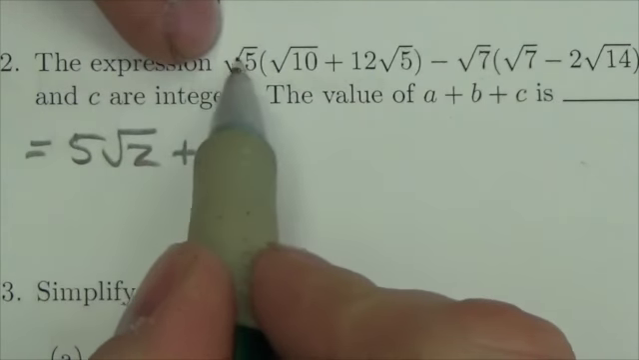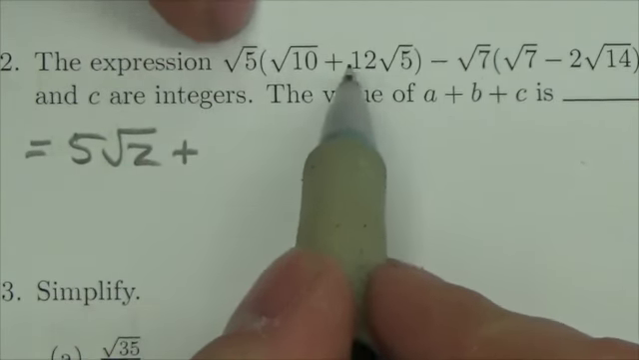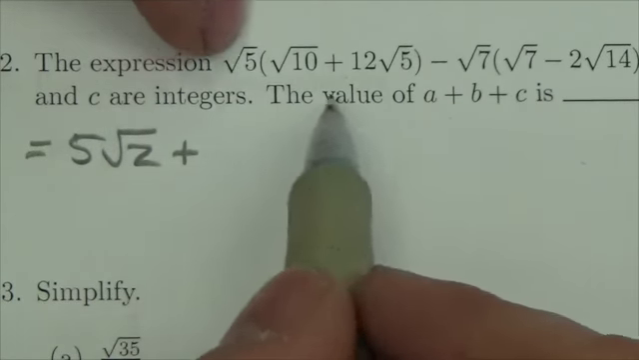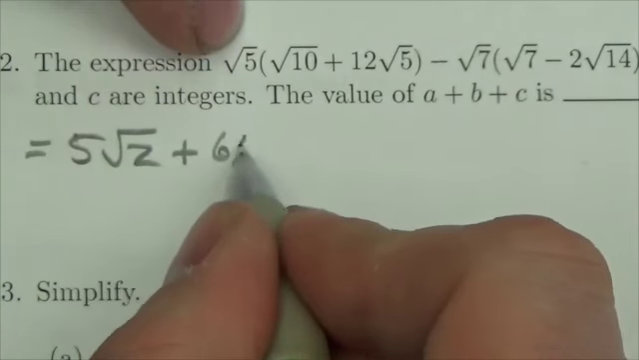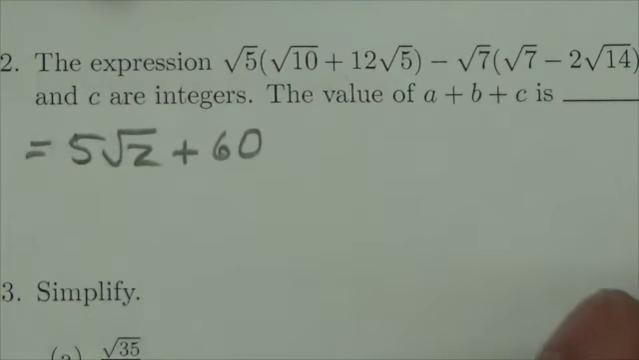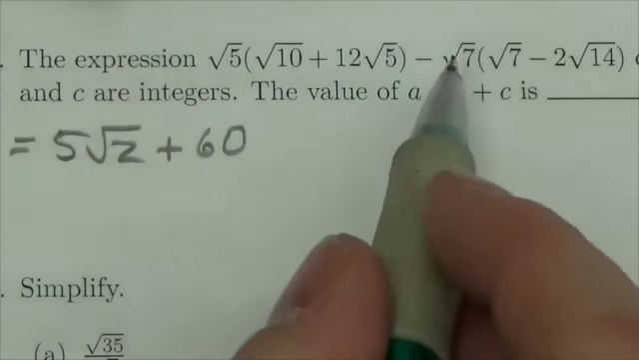Plus, if you distribute the root 5 to the 12 root 5, now 12 times 1 is 12. But root 5 times root 5 is 5, and then 5 times 12 is going to be 60. Okay, now moving on here. Look at the second term here.